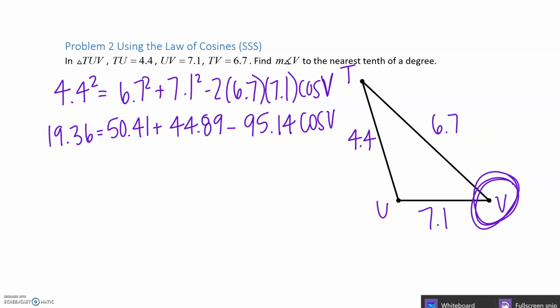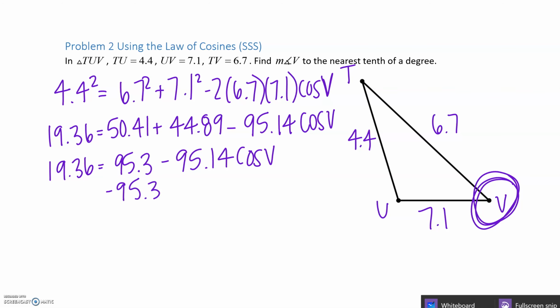Okay, so now we're going to keep simplifying. So we've got this 19.36 equals this 50.41 plus 44.89 gives us 95.3, and then we've still got this minus 95.14 cosine of V. So what we want to do is we want to get everything away from this cosine of V. So what we're going to do is we are going to subtract this 95.3 from both sides.